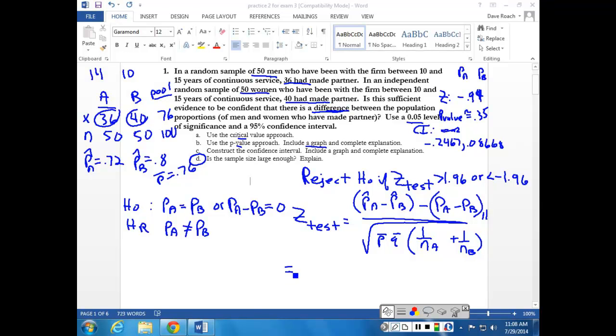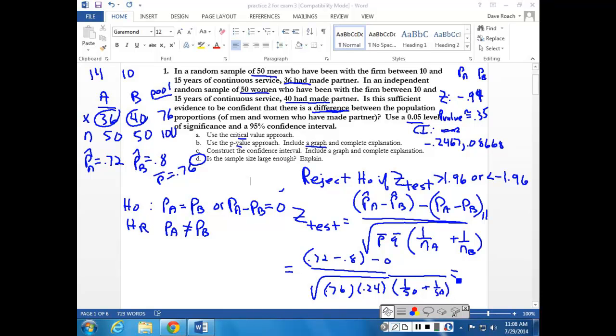And that's all equal to 0.72 minus 0.8 minus 0. That's from the hypothesis. Divided by the square root of 0.76, 0.24, 1 over 50 plus 1 over 50. I'm going to put it in my calculator, but assuming I had everything entered in my calculator correctly before, this ought to come out to be about minus 0.94, somewhere in that range.